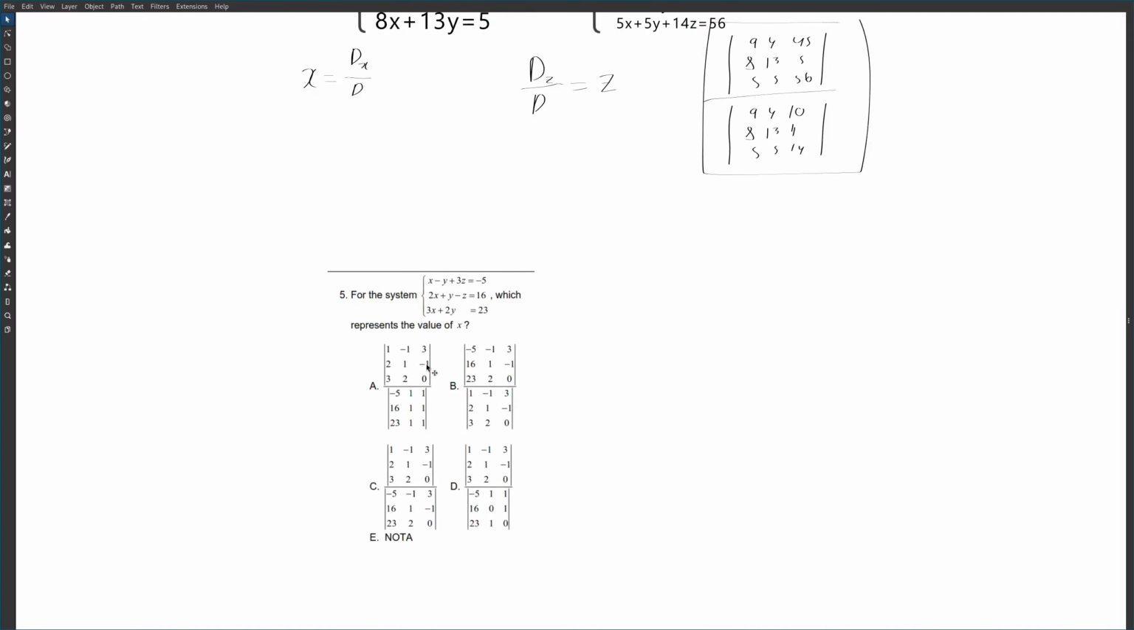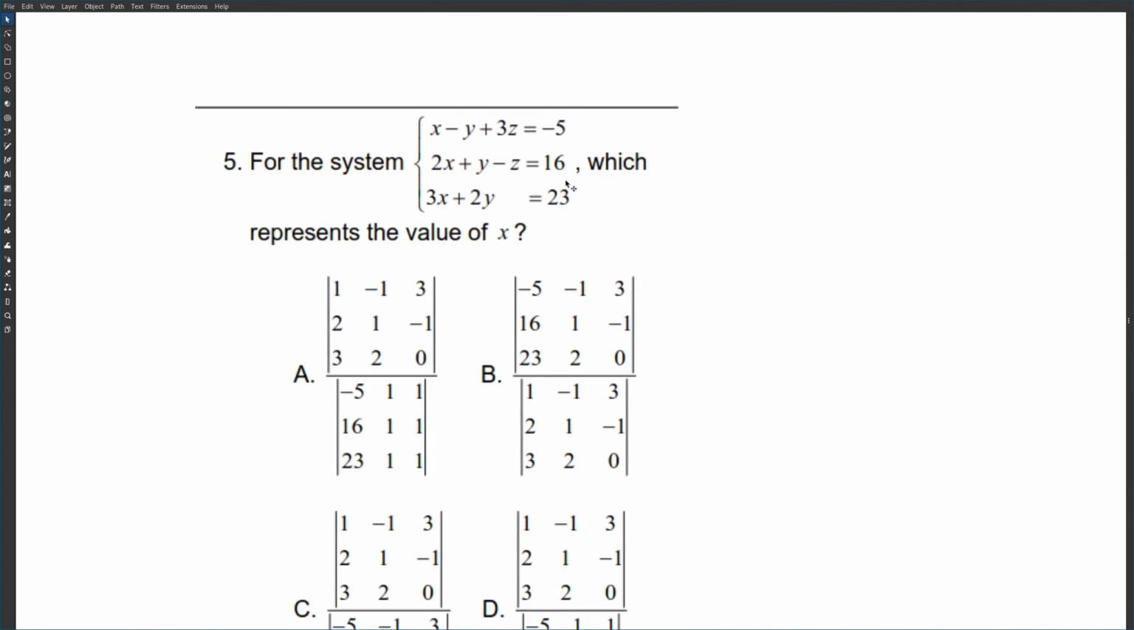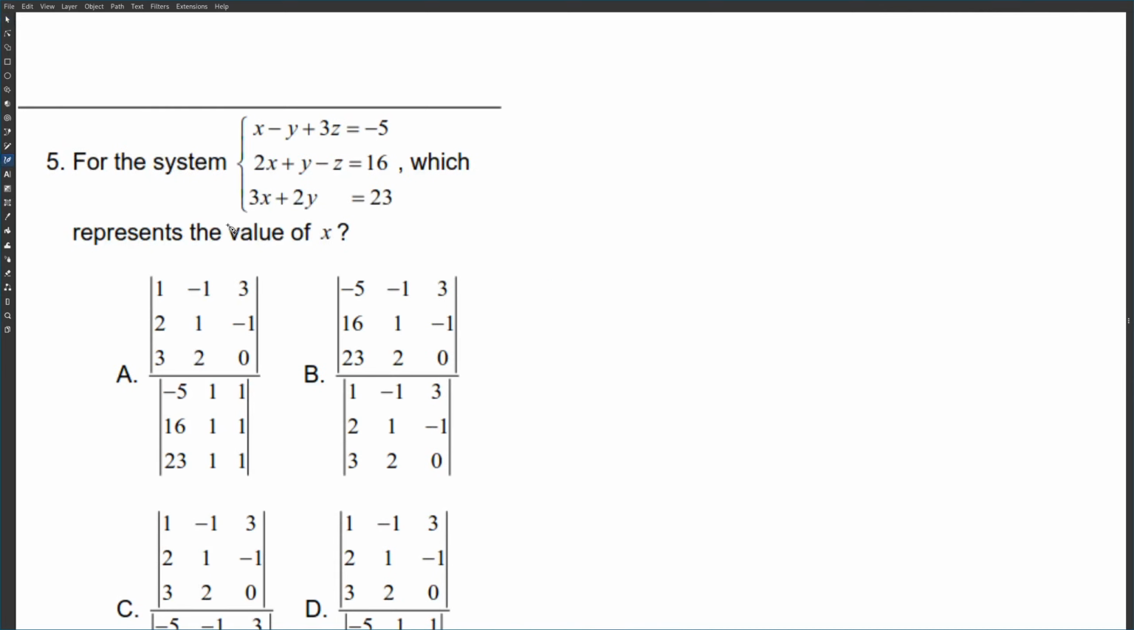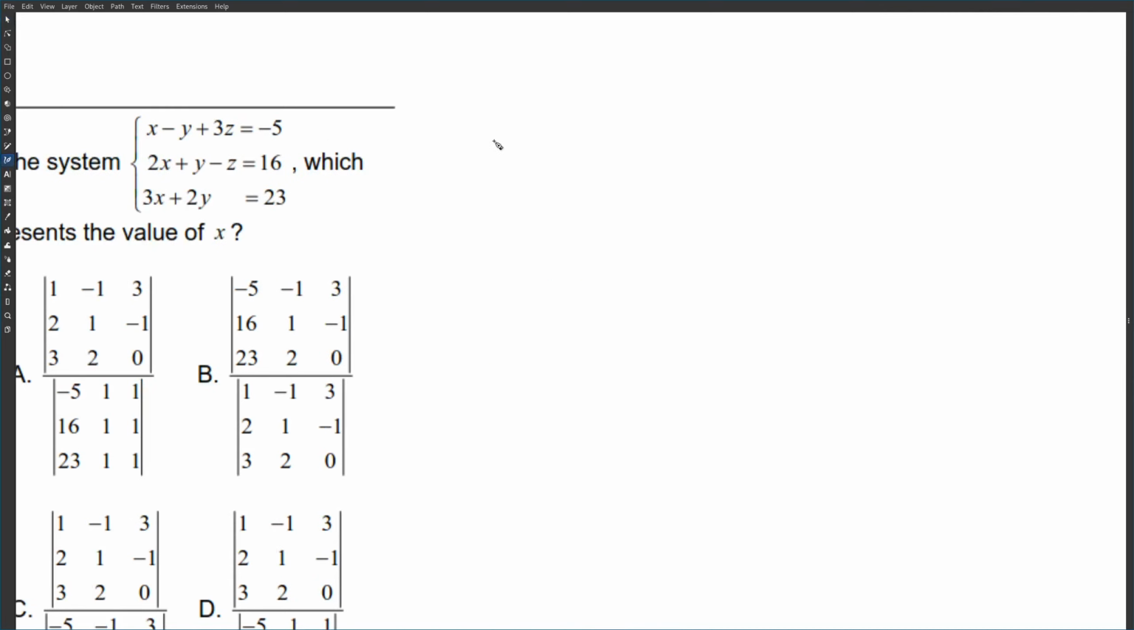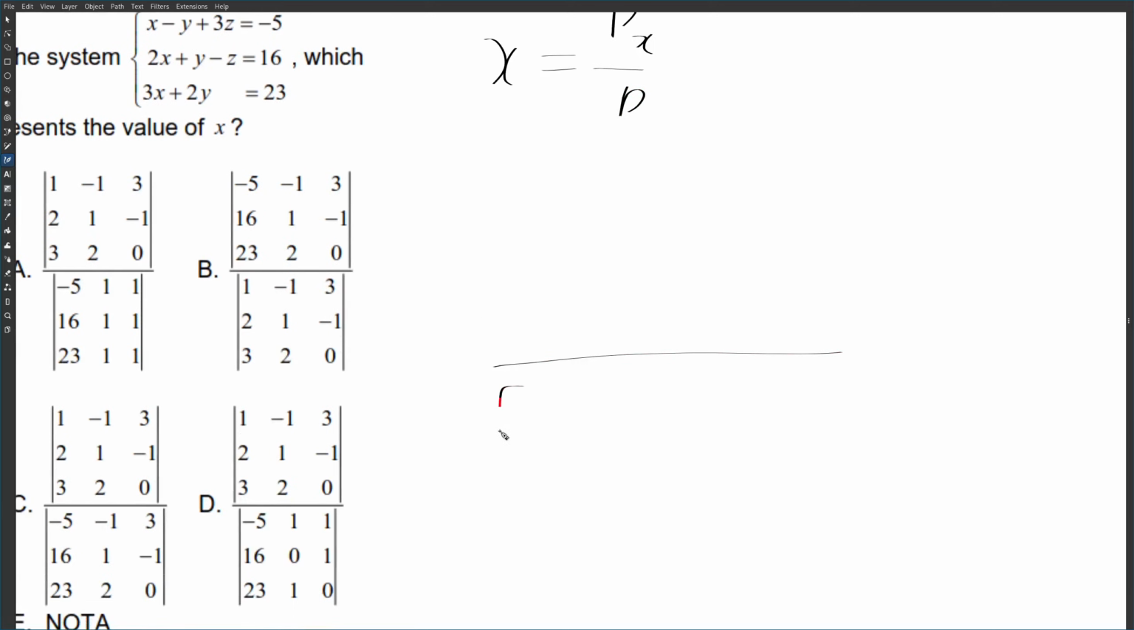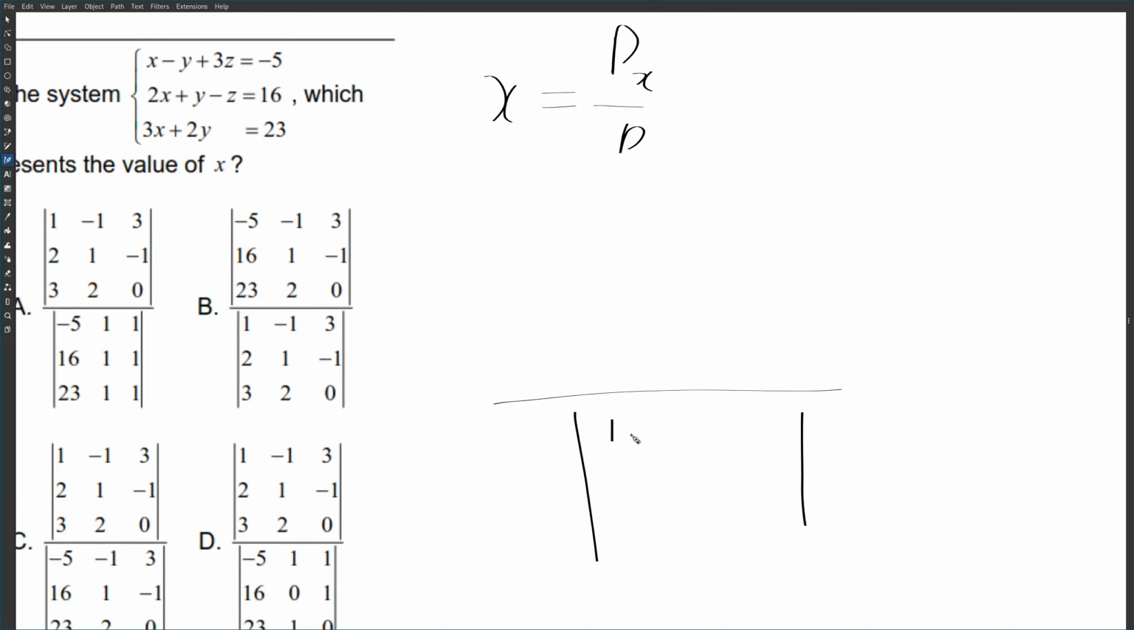Okay, this one, this looks familiar. For the system, which represents the value of x. Okay, so let's just write this out. We want x, which is equal to d sub x divided by d. Okay, so let's write out d. Here, these bars here. Okay, we're going to have 1, negative 1, 3, 2, 1, negative 1, 3, 2, and since there's nothing here, it would be 0 for z. Okay, we copy this to the top.